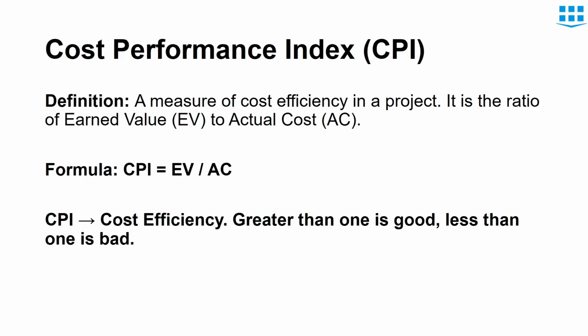Now, next term is cost performance index, CPI. It shows the cost efficiency in a project. It is a ratio of earned value to actual cost. So if the value of CPI is greater than 1, then earned value is greater than actual cost. In that case, our project has a cost efficiency, which is good for the project. On the contrary, if actual cost is greater than earned value, then the value of CPI would be less than 1, which is not a good indicator for the project.